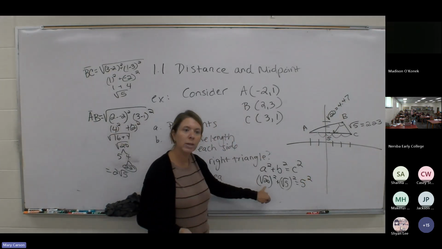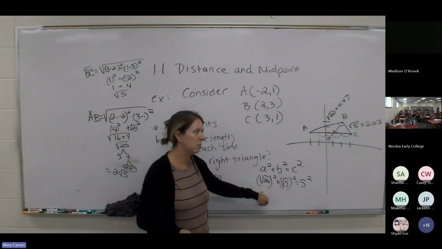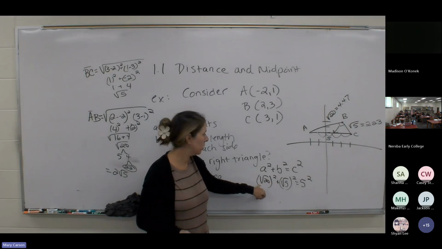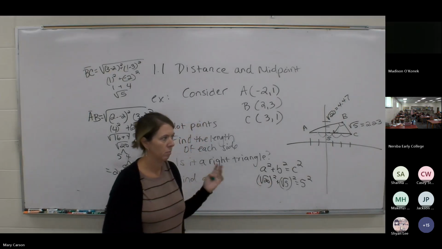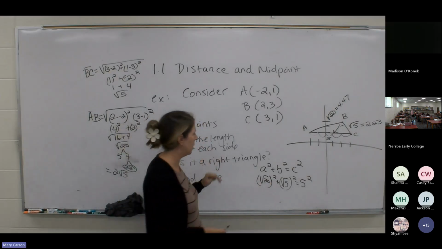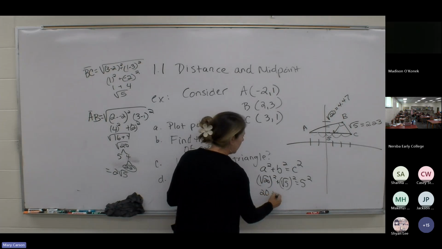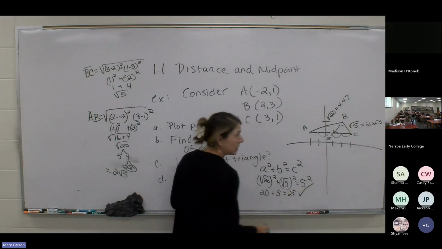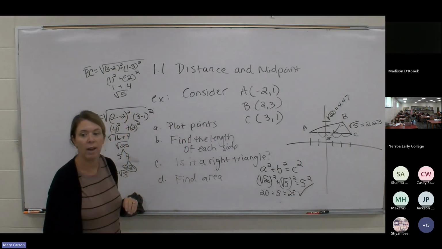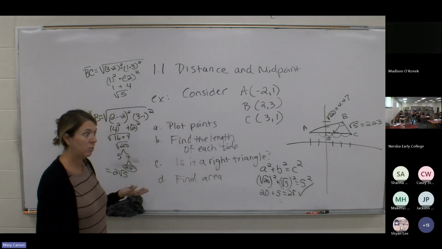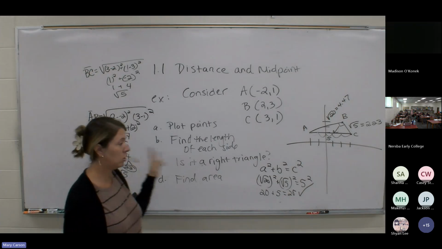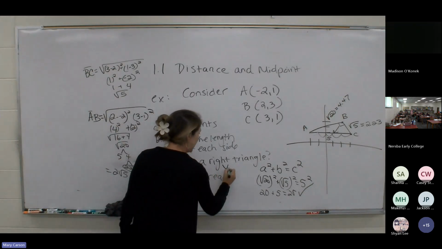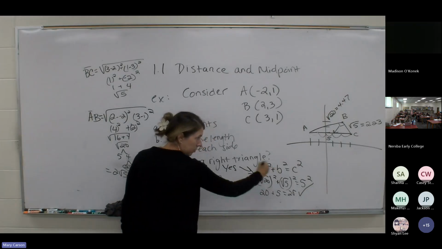Now, when you square a square root, what happens? It cancels out, okay? So this becomes a 20, this becomes a 5, and 5 squared is 25. So this checks out. 20 plus 5 is equal to 25. So it is a right triangle because I was able to use my Pythagorean theorem and verify that it's a right triangle. So is it a right triangle? Yes, and you would need to show that, okay?